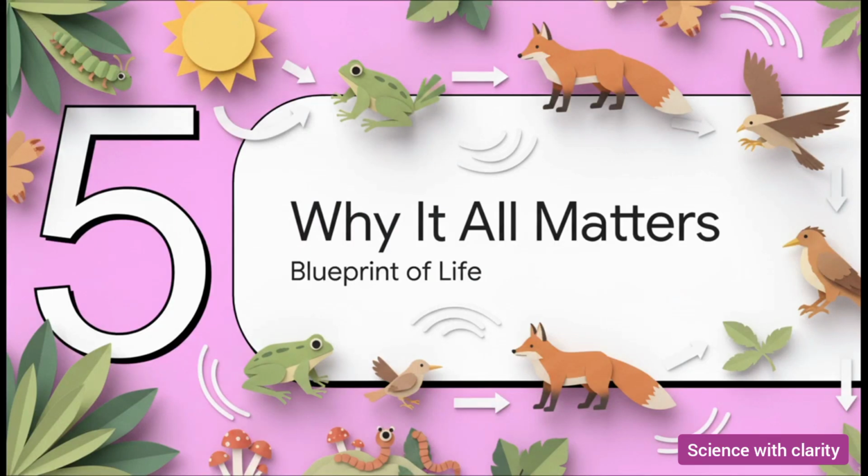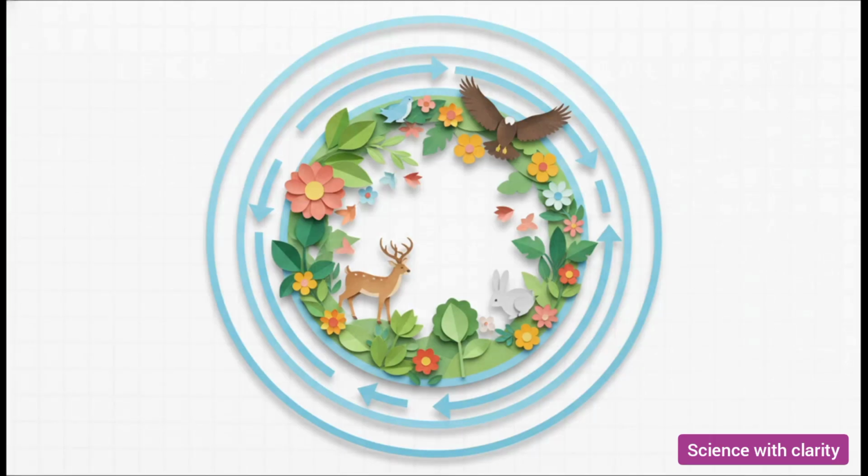Section 5. Why it all matters. The blueprint of life. Understanding food chains and webs gives us the literal blueprint for life on Earth. These models show us exactly how ecological balance is maintained, proving that no organism exists in a vacuum. Everything is totally interdependent. For students and scientists alike, understanding this web is absolutely crucial for predicting how a single change, like a destroyed habitat or a newly introduced species, will ripple through an entire biological community.